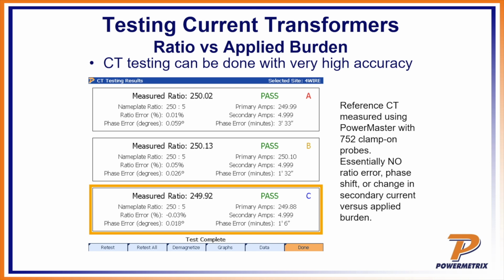So the CT testing can be done with a very high accuracy. What we want to do is look at the nameplate ratio as 250:5, and when we measure the high side and the low side, we're getting 249.99 and 4.99. So that comes out to 250.02. And in this scenario, this comes out as a pass on all three phases.